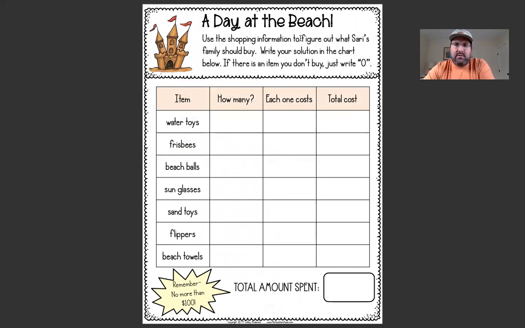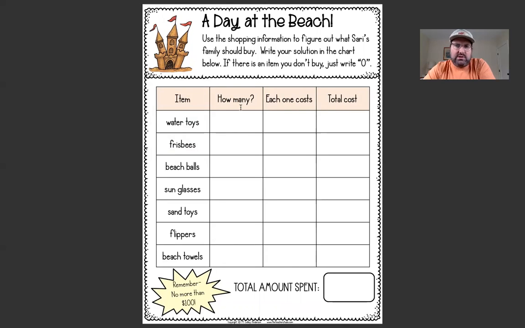Use the shopping information to figure out what Sari's family should buy. Write your solution in the chart below. If there's an item you don't buy, just write 0. So let's say I bought 2 water toys, and each one cost, well, I'm going to go off worksheet A, each one costs $8, so then I would write my total cost here, right?